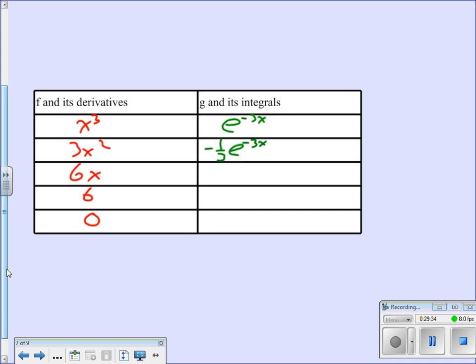Okay, why do I have the 1/3 on there? When I take the derivative of this, it's e to the negative 3x times the derivative of negative 3x, which is negative 3. Do I have a negative 3x? No. So I need a negative 1/3 to cancel the negative 3. Right? Antiderivatives. So when I take the antiderivative of this, it's really nice, the sign is going to switch back and forth. And I'm going to have 1/9 out in front. Positive 1/9 e to the negative 3x.